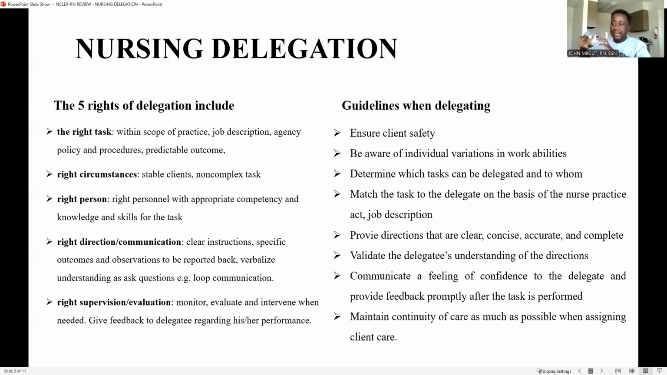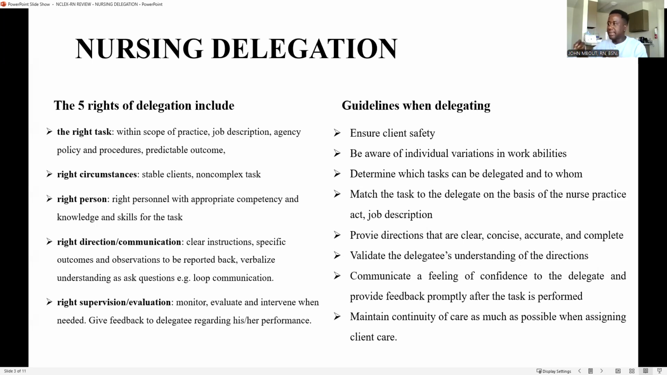Let's look at the guidelines. They are just similar to the 5 rights of delegation, but before delegating, keep in mind that the most important thing is the safety of the client. Be aware of the individual variations in work abilities of the personnel you are delegating to: the scope of practice, the job description, and the skills. Determine which task can be delegated and to whom. That's the same thing we're saying.